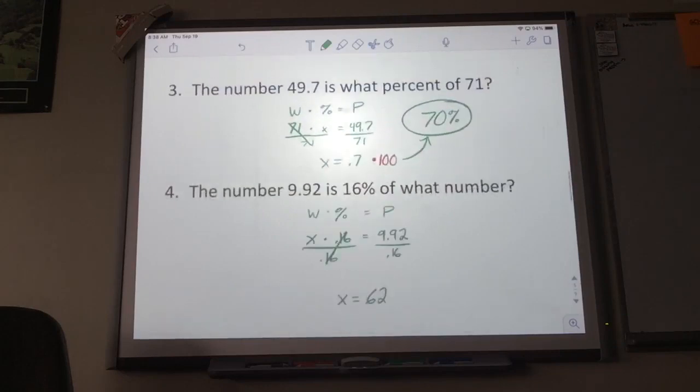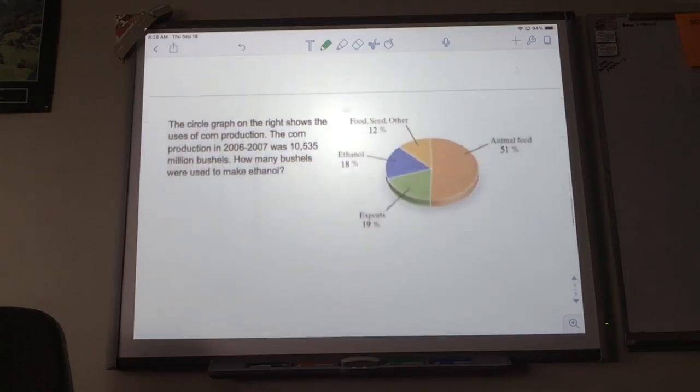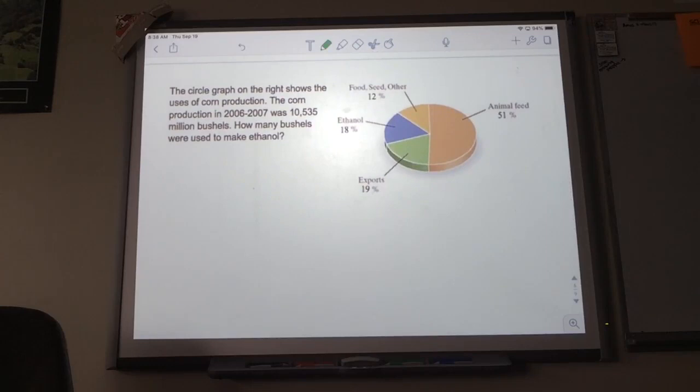All right, so those are, if you remember, just like last class, those easy ones at the beginning. Now we're going to put a little bit more words around them, but it's still going to follow that same process. Okay? And from what I remember, I think this one shows up on other stuff. So this might be one that you might want to put a star next to or something. Okay, so the circle graph on the right shows the uses of corn production. The corn production in 2006 and 2007 was 10,535 million. How many bushels were used to make ethanol?